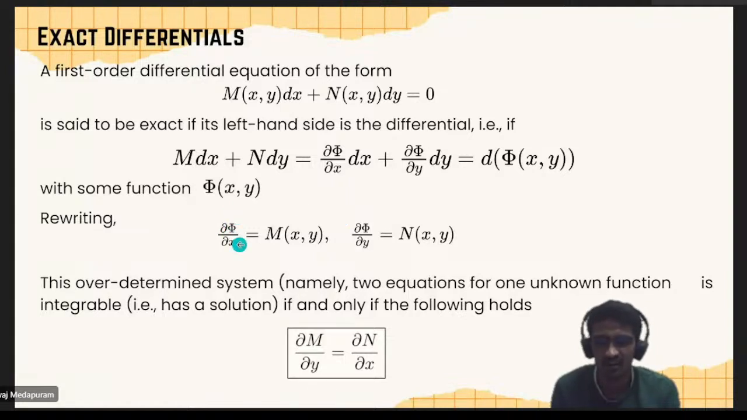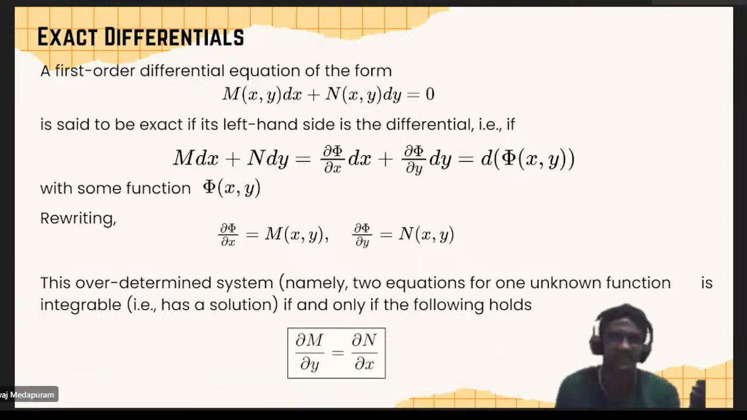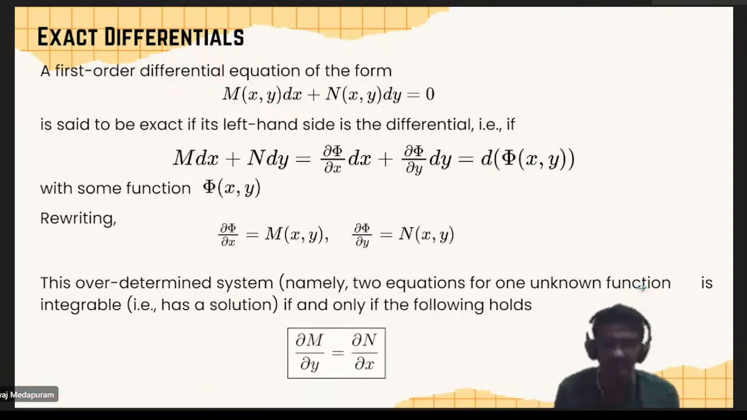We'll apply this here. Since we know that phi is continuous and differentiable, we can differentiate with respect to y on both sides. We have dou by dou y of M is equal to phi_xy, and dou by dou x of N is equal to phi_xy. Since those two are equal, we have dou M by dou y equal to dou N by dou x. So this is an essential necessary condition to satisfy to say that a differential equation is an exact differential equation. If this condition is satisfied, we are sure that we are going to find a solution for phi. We'll see how to find a solution for phi in the next slide.